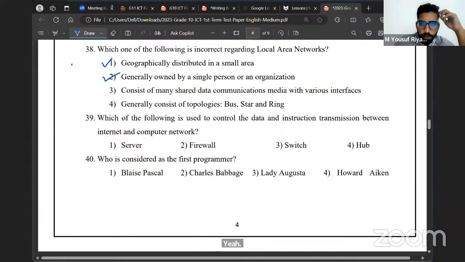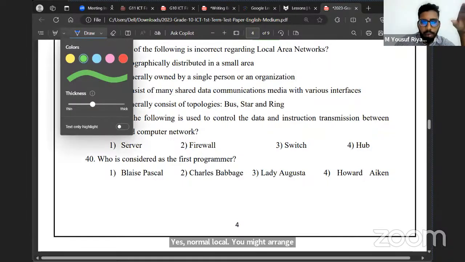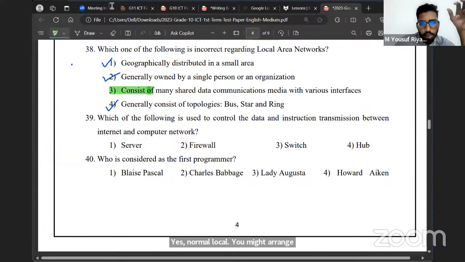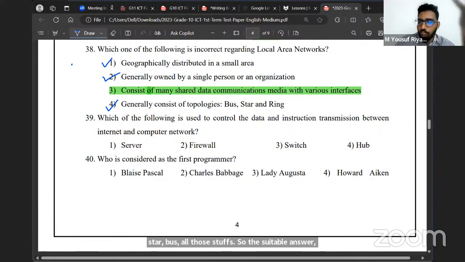Generally consists of topologies: bus, star, and ring. Is that statement correct? Yes, normally a local area network you might arrange in star, bus, all those things. So the incorrect answer is the third one, right? Mostly you will not have different data communication media. It's going to be the same data communication media. Mostly it's LAN cable, which is normally a type of shielded twisted pair.